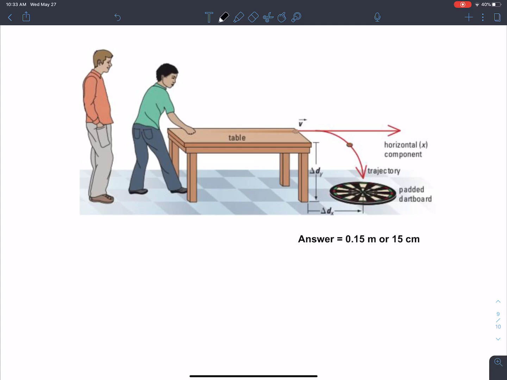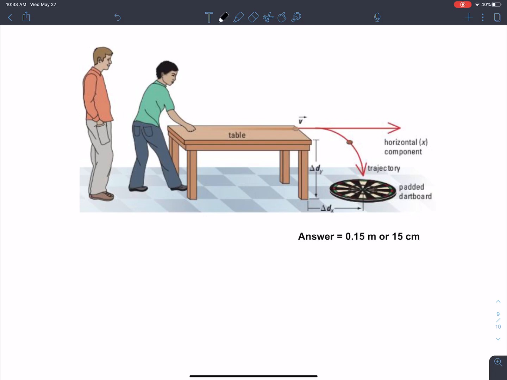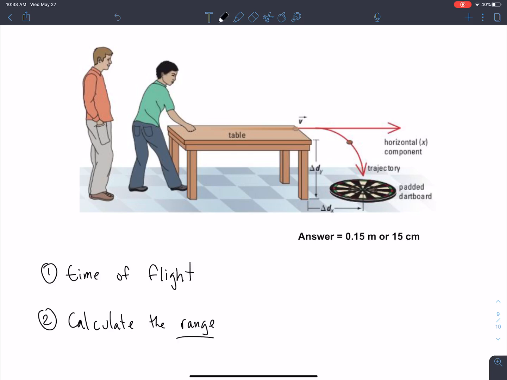And this is a projectile motion problem where you need to do two things. Okay, the first thing you need to do is calculate the time of flight. And then the second thing is then to calculate the range. Okay, how far horizontally will that object fly after determining the time of flight.